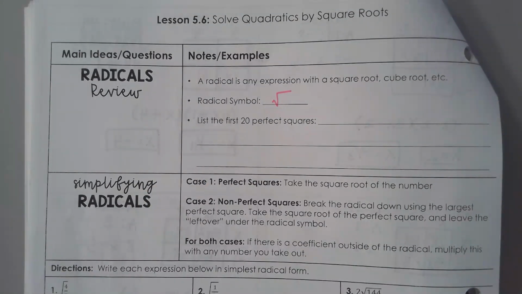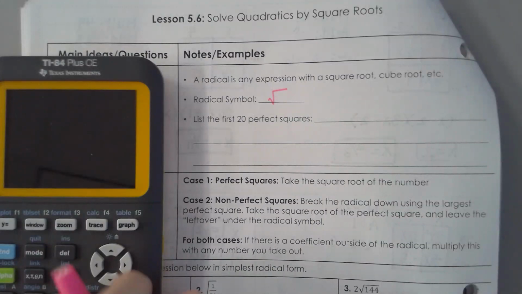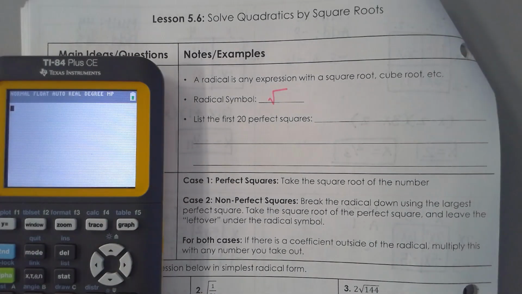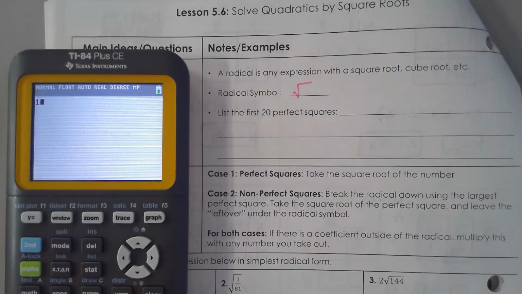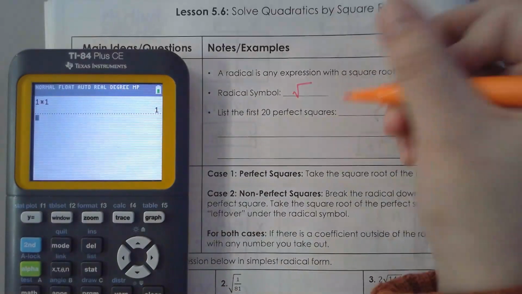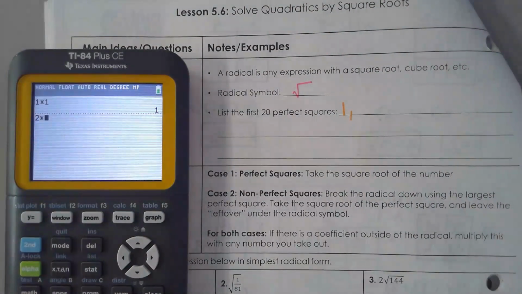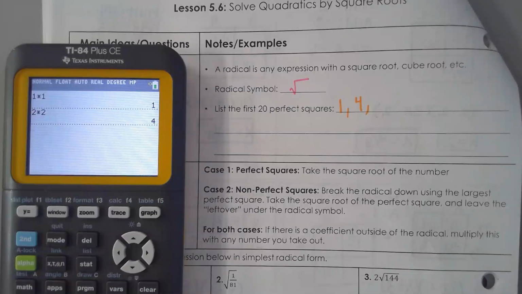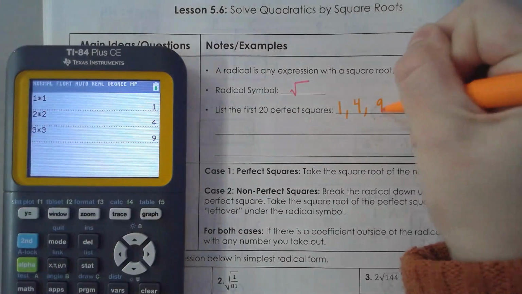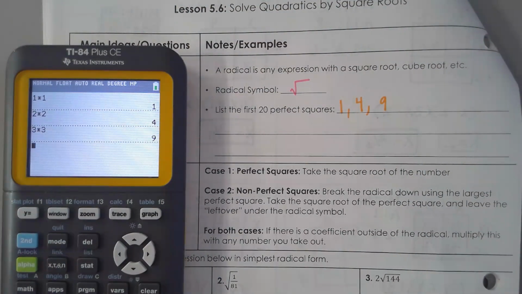Memorize your calculator's first 20 perfect squares. So a perfect square is like 1 times 1, 2 times 2, 3 times 3, and so on. So find the first 20.